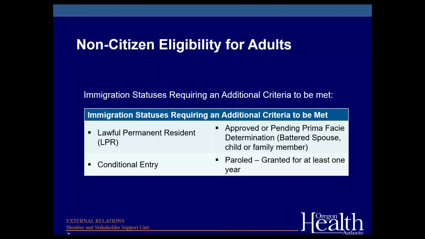Next are immigration statuses requiring an additional criteria to be met. Lawful permanent resident, which is the LPR, conditional entry, approval or pending prima facie determination, which is about a spouse, child, or family member, and then parole, either granted for at least 1 year. Specifically for parolees, this only applies to parole granted for at least 1 year.